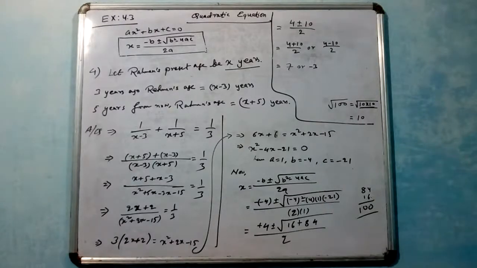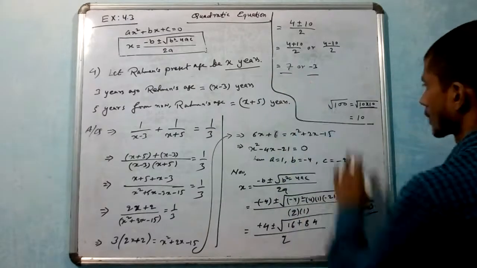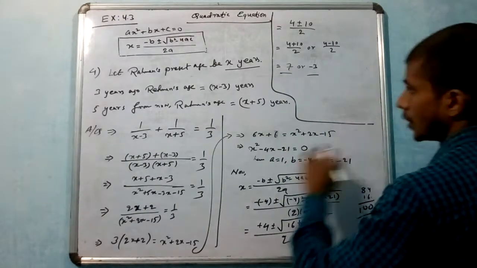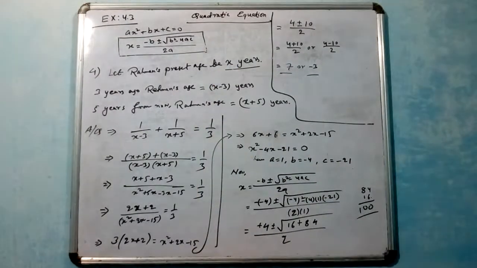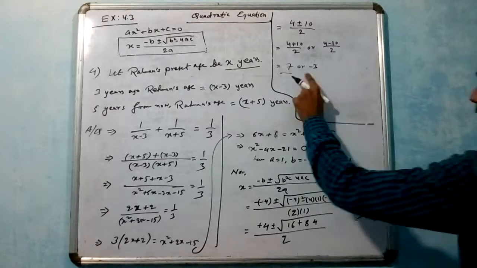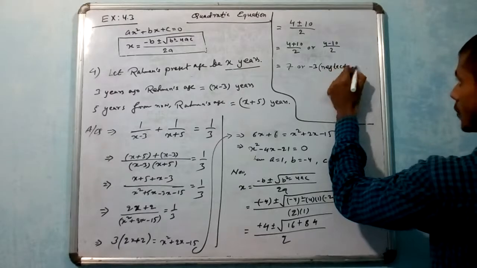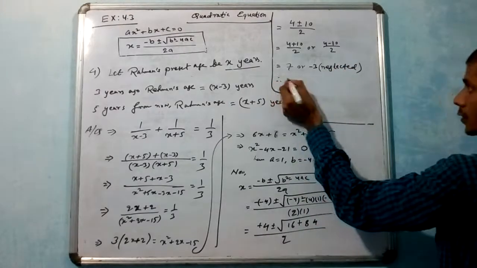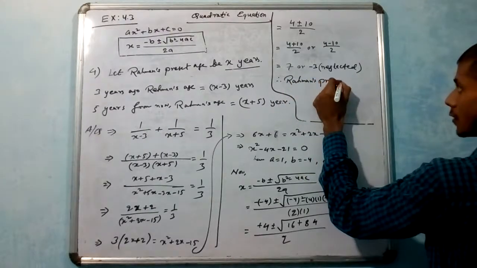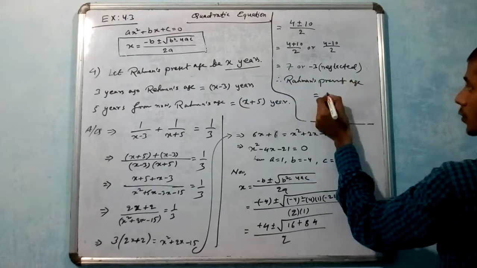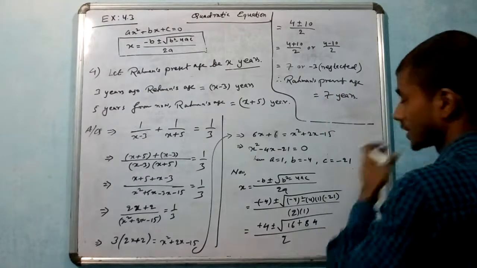Now we had assumed x. This is the x value, no? What had we assumed x to be? Somebody's present age. So can it be minus 3? It will be neglected. Why? Because age cannot be negative. Therefore, Rahman's present age is equal to 7 years. Okay, Rahman's present age is equal to 7 years. Clear? This is the answer.